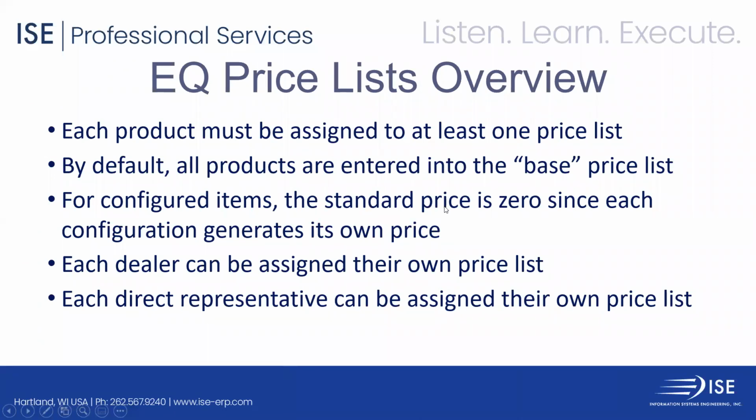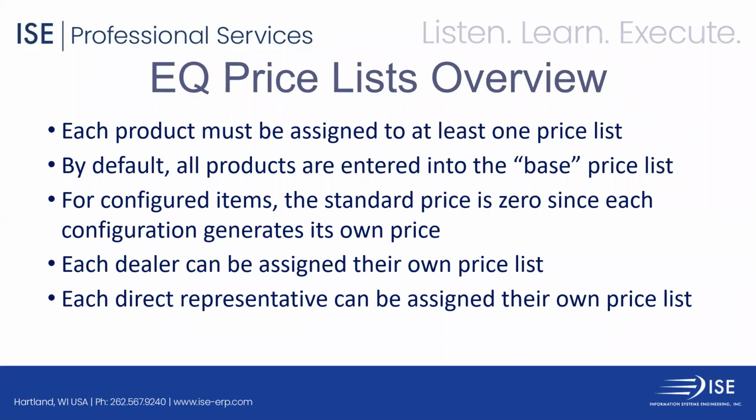A little bit of price list overview. Every product has to be assigned to at least one price list, so EQ has to be able to know where to pull a price from. By default, all the products are entered into the base price list. Configured items, of course, have a standard price of 0 since each configuration session generates its own price, as you would expect.